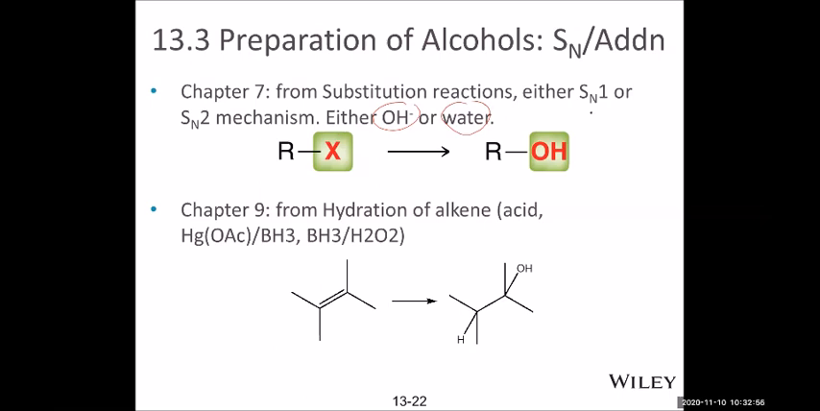It can be either SN1 or SN2 mechanism. The SN1 typically uses a weaker base. And as we recall, the tertiary alkyl halides typically go through the SN1 reaction to form alcohol, and the primary halides will go through SN2 to form the alcohol. So that's the use of substitution reaction in chapter 7.